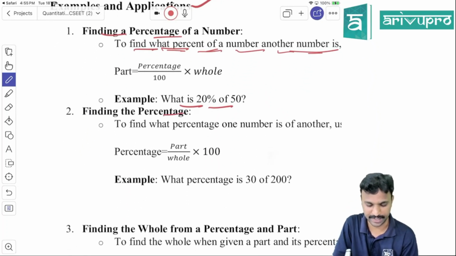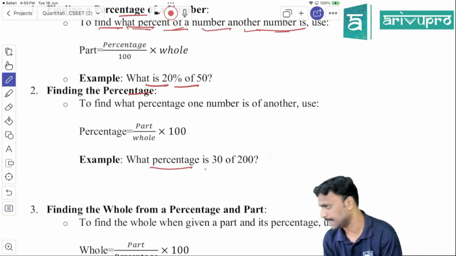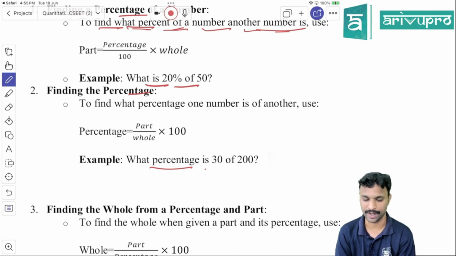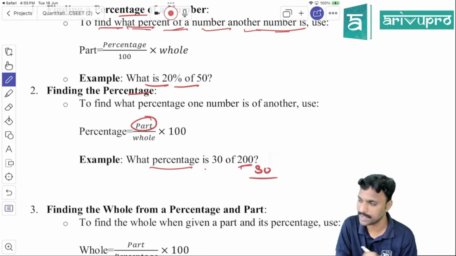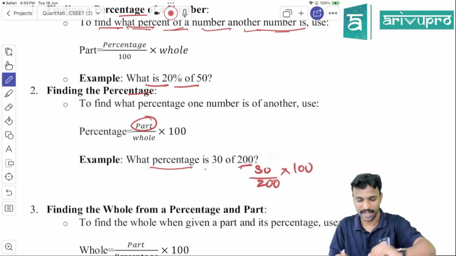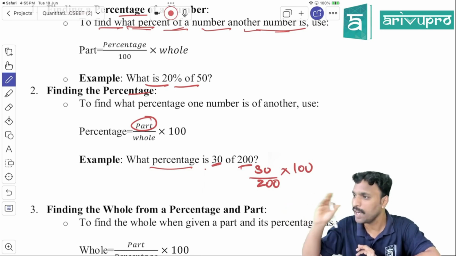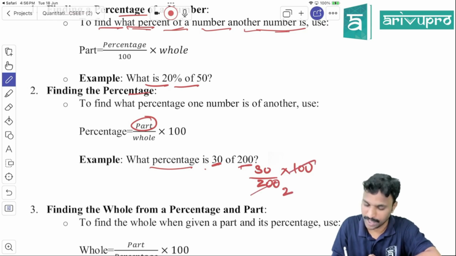Finding the percentage: what percentage is 30 of 200? 30 is what percentage of 200? So what to do? That part, 30, divided by whole. What is the whole? 200, into 100. If you want to find the percentage of any part of a whole number, the part is 30, the whole number is 200. So 30 by 200 into 100 you have to do. 100 ones are 100, twos are 200. So 30 by 2 is how much? 15%.